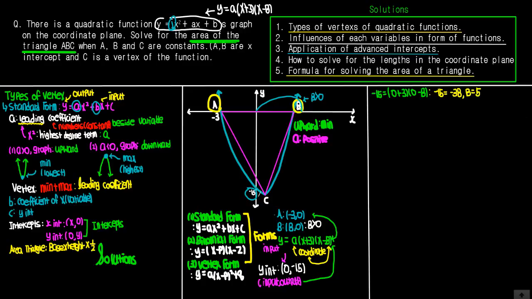So our full function is going to be y is equal to, instead of a, we just write 1, then (x plus 3) times (x minus 5). And we know that this is obviously going to be equivalent with y is equal to a, instead of a, we add, x squared plus ax plus b, which is our original standard form.